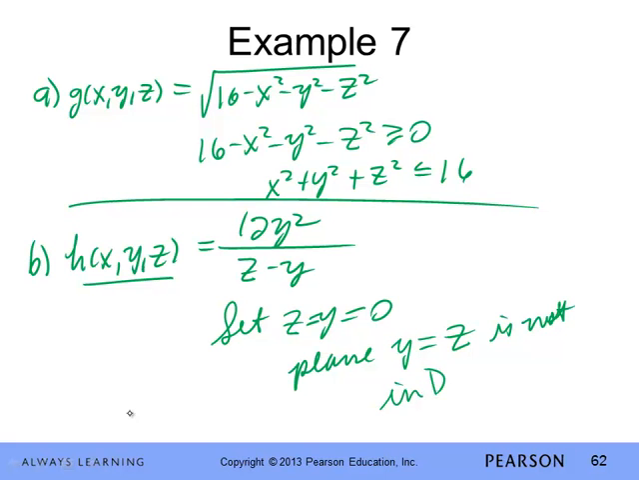So one way that we can express the domain is in set builder notation. Maybe we could write it like this: x, y, z such that y is not equal to z. That would be our domain.